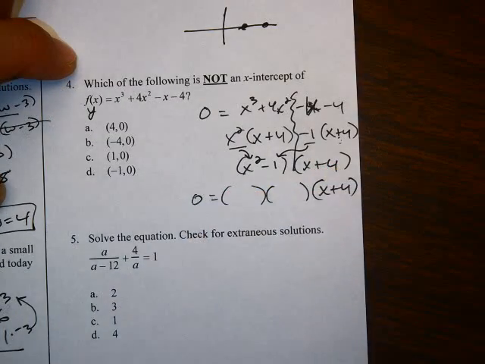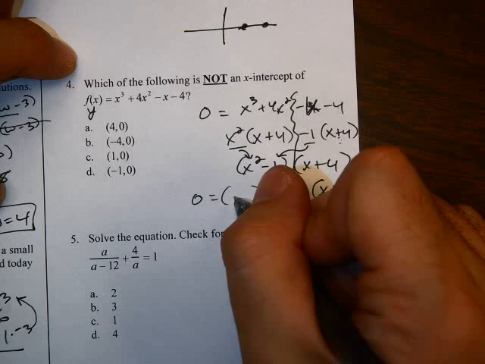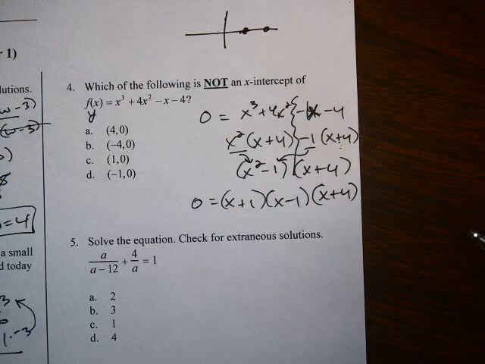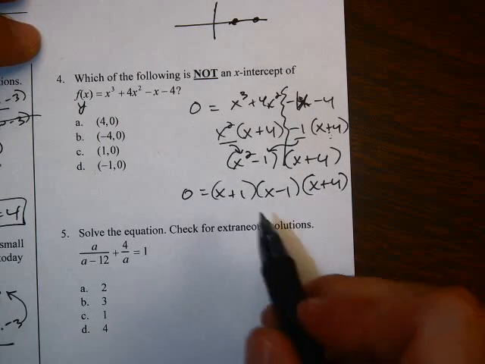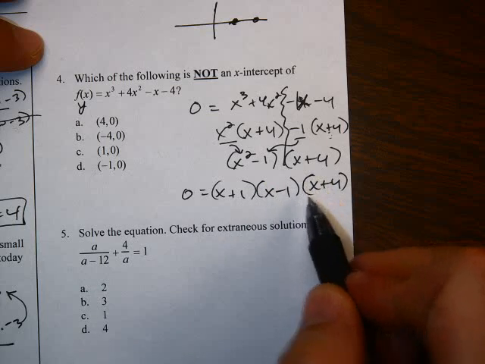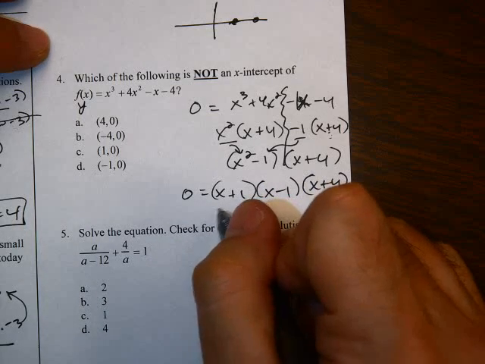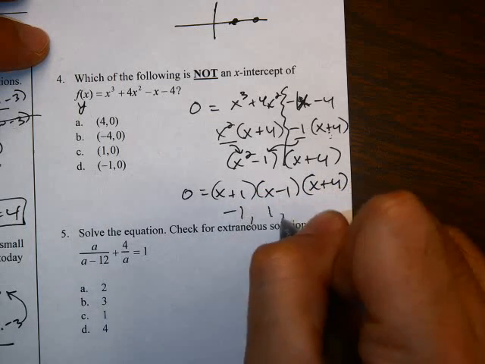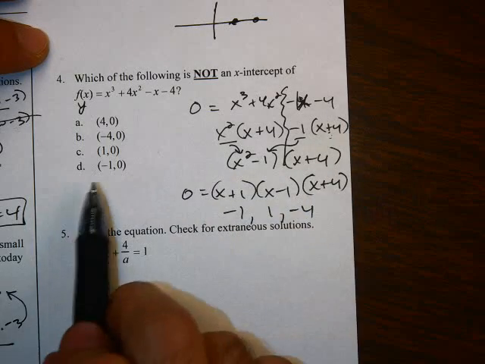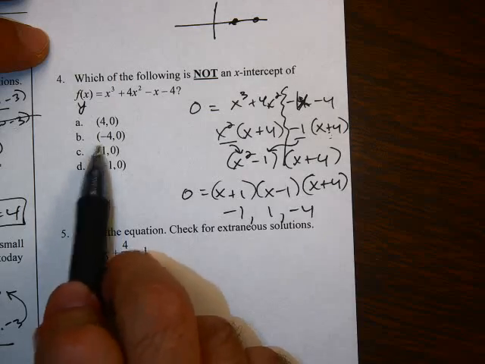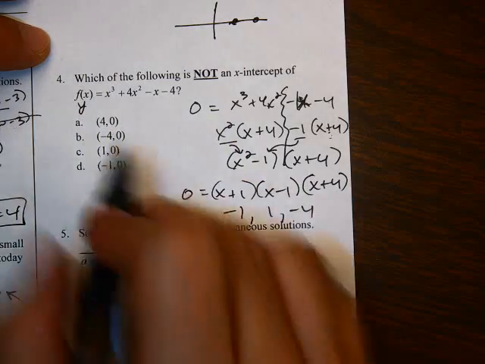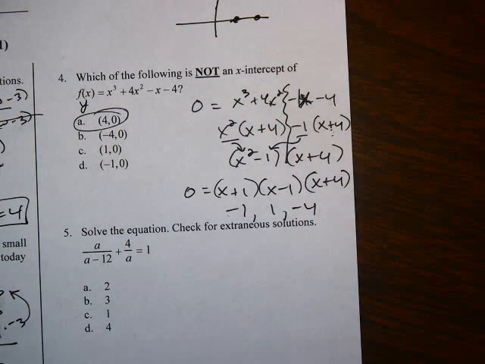And remember, this is still equal to 0. This is a difference of 2 squares, so I can make that x plus 1, x minus 1. Now the nice thing is for all three of these, the x's have a coefficient of 1, which means I can just change these signs. I get negative 1, 1, negative 4. There's the three zeros of the equation. Negative 1, 1, negative 4. It says which is not an x-intercept. Positive 4 is the only one that's not listed. And that goes right there.